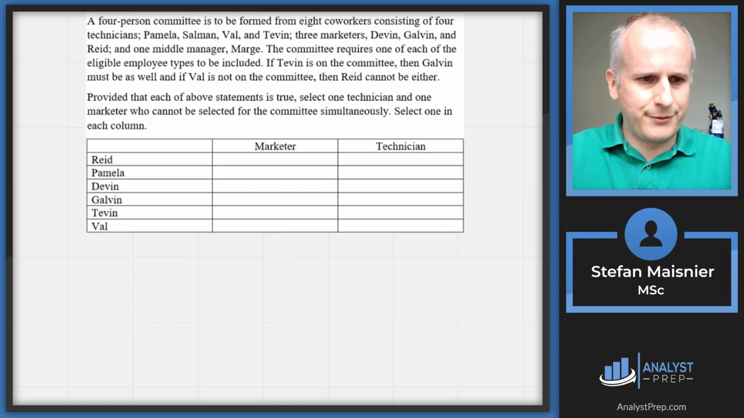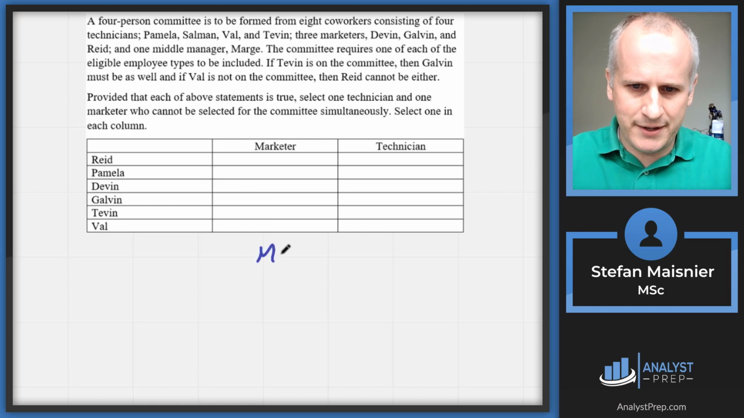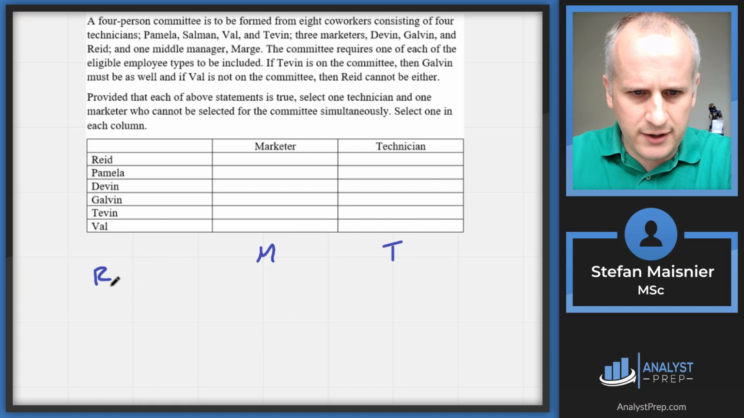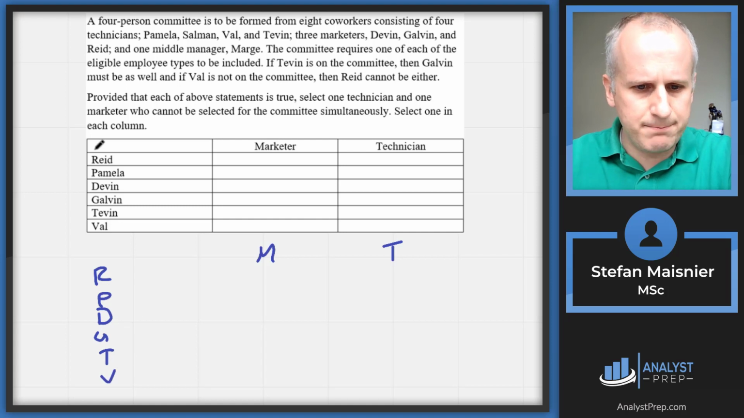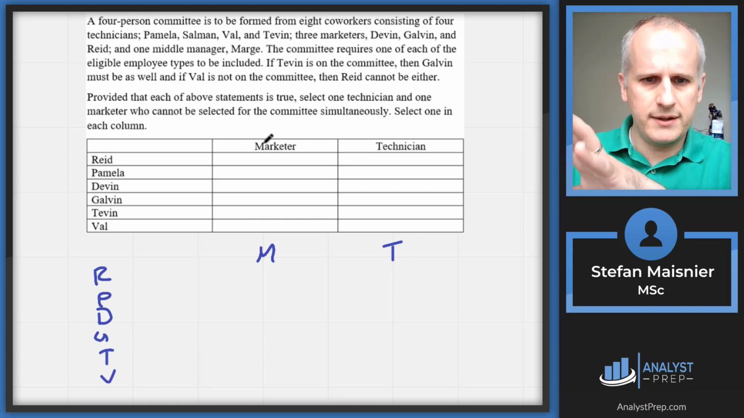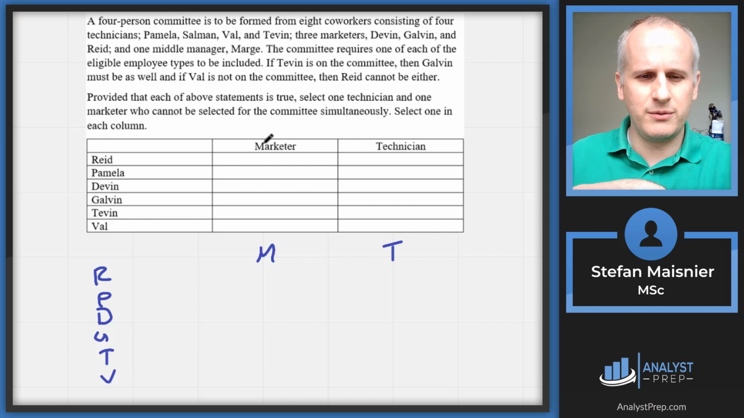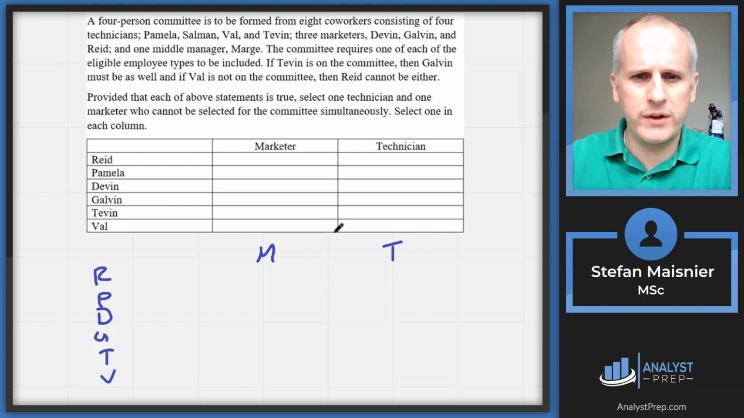We'll make that a little bit smaller here, that is a very big M. So we'll have an M here, and we got a T over here. And we've got our options, which are R, P, D, G, T, and V. And this matters because the way that it's structured is you don't need to know their names, you just need to know their initials is often how it's going to be set up with these little logical reasoning style questions. So then we've got to consider the rules for the committee.